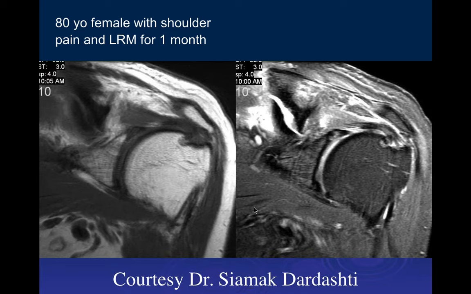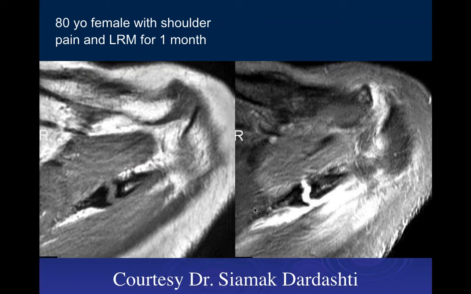Okay. Jonah, what do you think of this case? Alrighty, so here's an 80-year-old female who's having shoulder pain and limited range of motion for a month. Looks like she's got some labral and rotator cuff issues, but I think also there's something else going on. Kind of superomedially, we have a lot of signal abnormality, and we have this hypointense structure. Looks like bone, so scapula. Okay, well, that makes it a lot easier now. So we have a fracture of the scapula. It's displaced. There's some adjacent soft tissue edema.